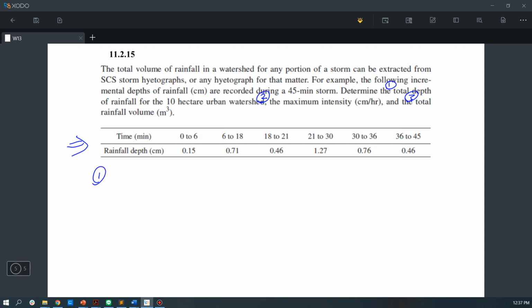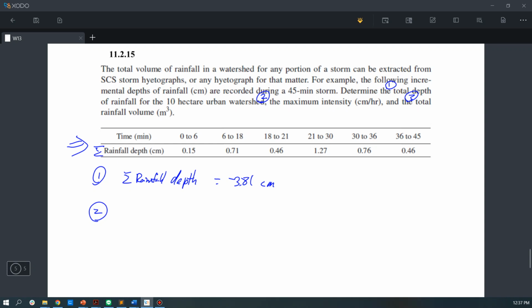To determine the total depth of the rainfall from this table, you basically just sum this up. Okay, so you just sum the rainfall depth for each time interval up, and this gives us 3.81 centimeter.